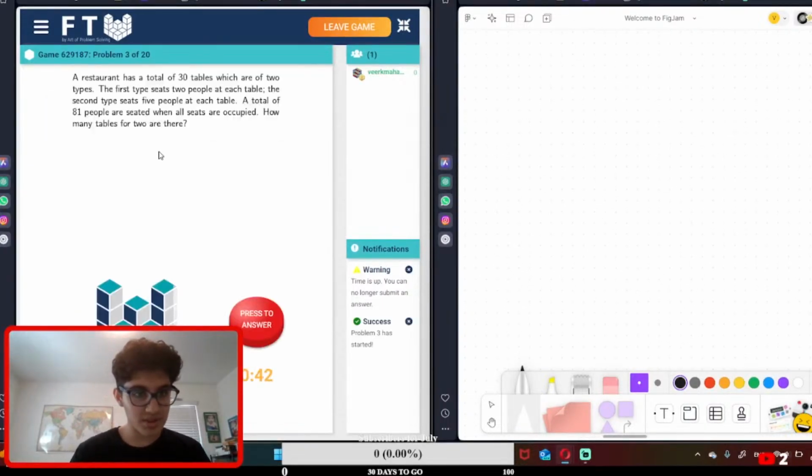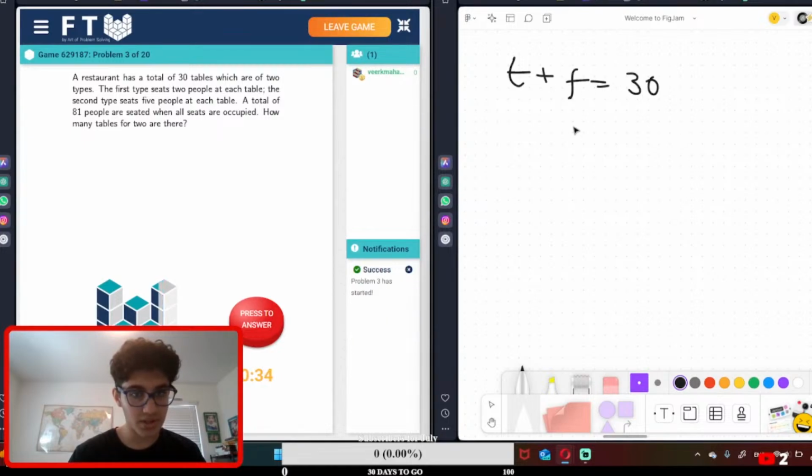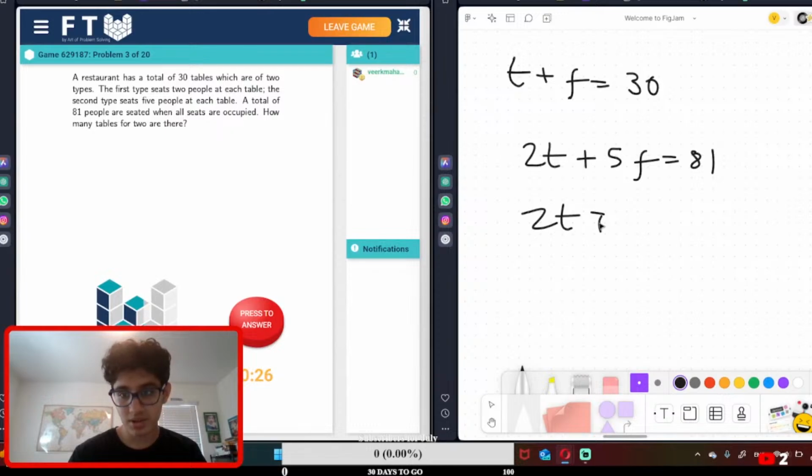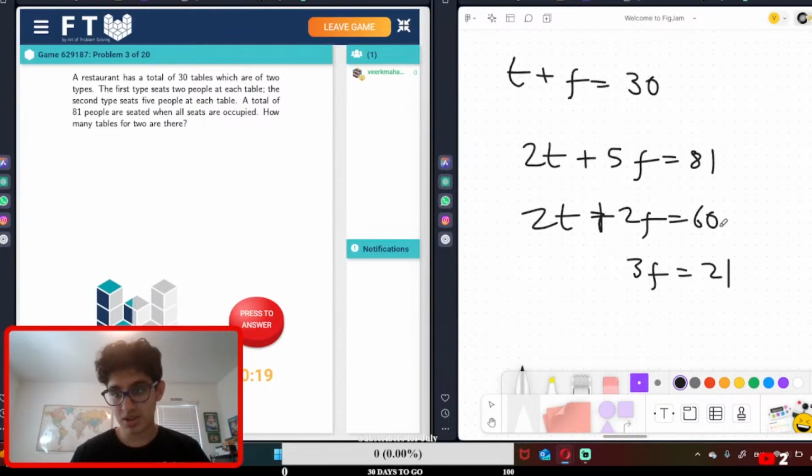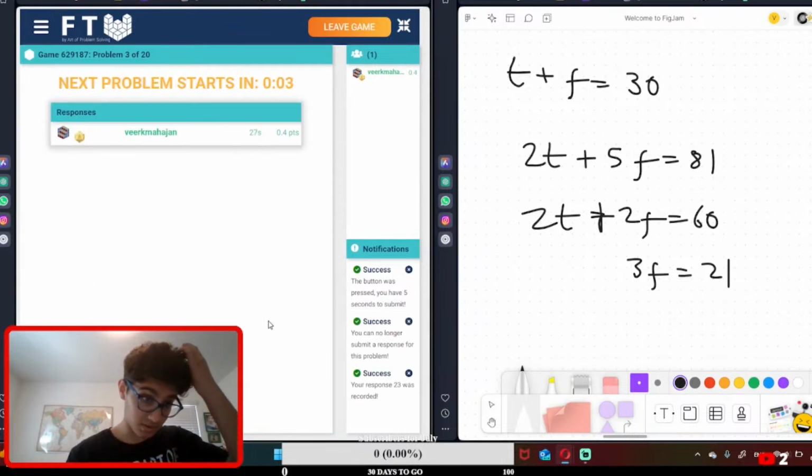Restaurant has 30 tables. The first type seats two people at each table. So the second type. So 2t plus f equals 30. Total of 81 people. So 2t plus 5f equals 81. So 2t plus 2f equals 60. 3f equals 21. So that means there's 7 out of 30, which means that 23. Okay, finally.